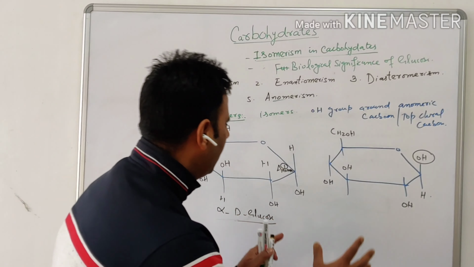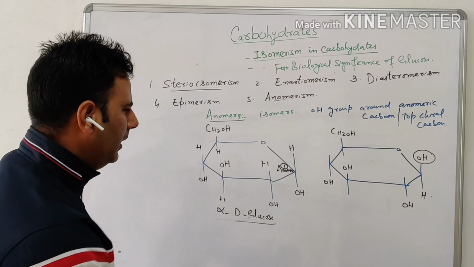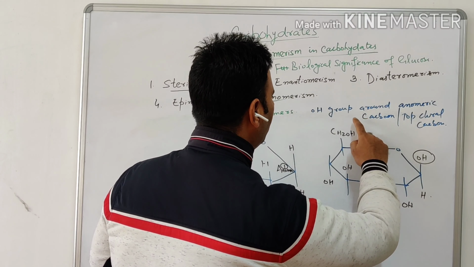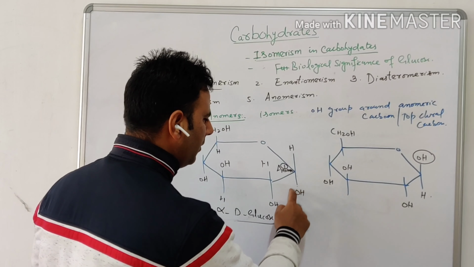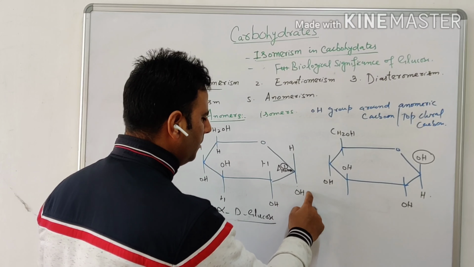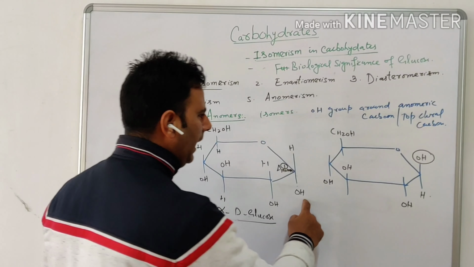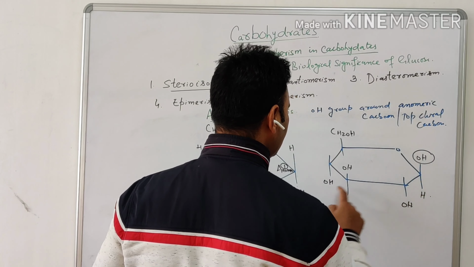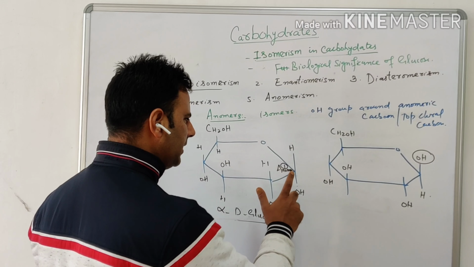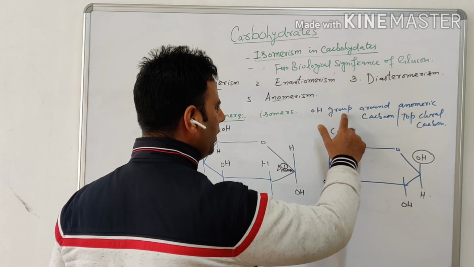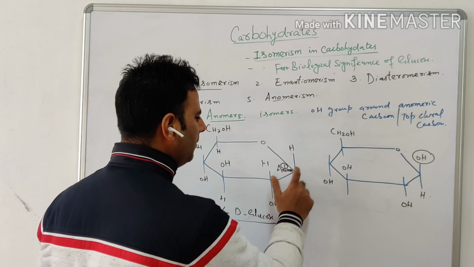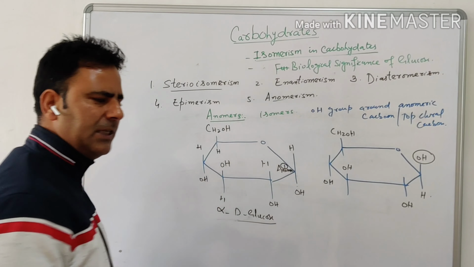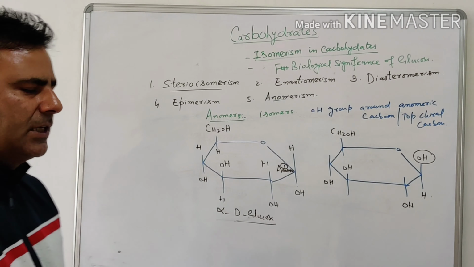So in this example, we have a difference in the spatial arrangement of the hydroxyl group. There is one difference. This hydroxyl group is located on the lower side, and in the second isomer, the hydroxyl group is on the upper side. We can conclude that there is a difference of the OH group around the anomeric carbon only. This is the anomeric carbon, and the OH group differs at this carbon only. For the rest of the carbons, it is the same everywhere. So we can say this is anomerism.